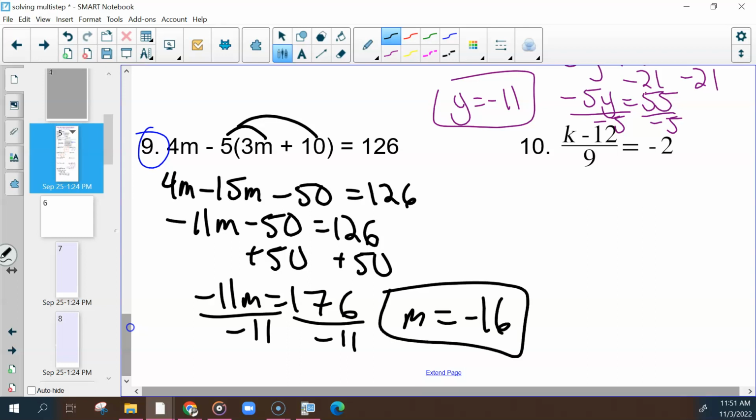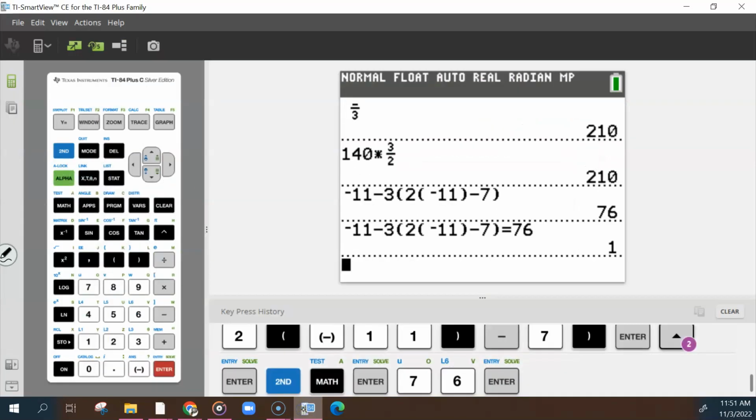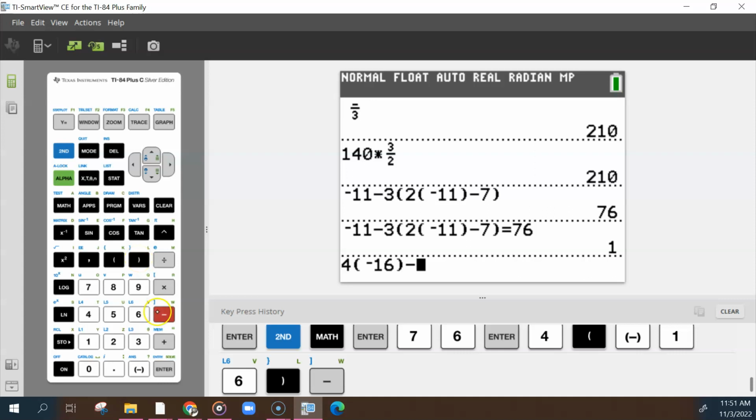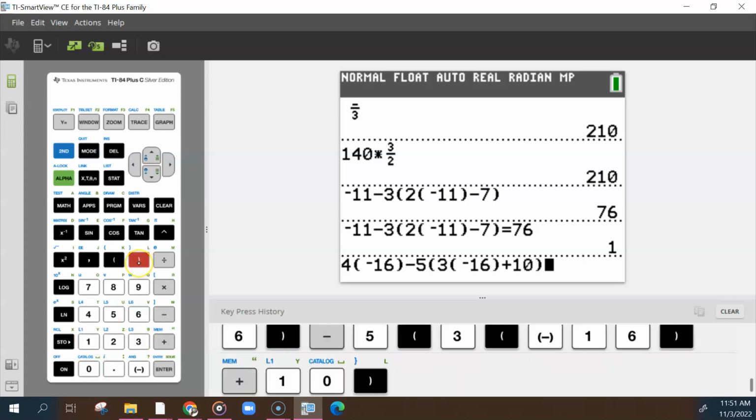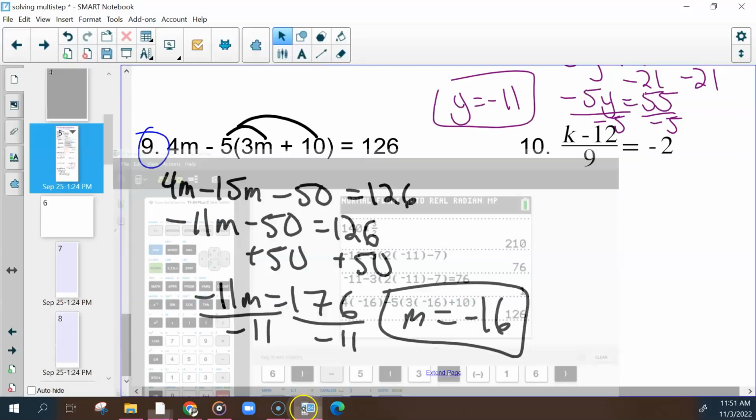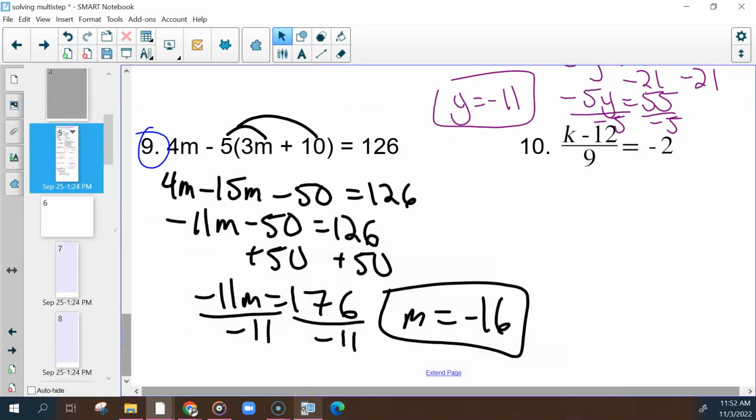Alright, really quickly, I'm going to put this back in, make sure it works. 4 times negative 16 minus 5 times 3 times negative 16. So that works. Alright, 6 we'll go back to, and then there are 2 different ways to do 6.